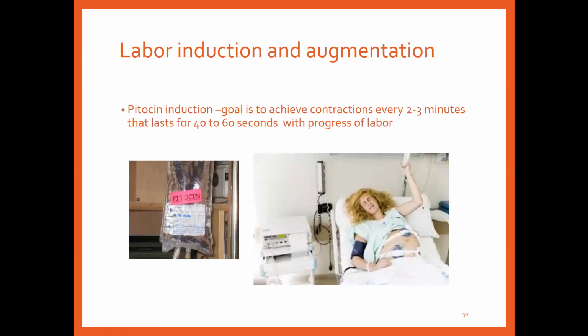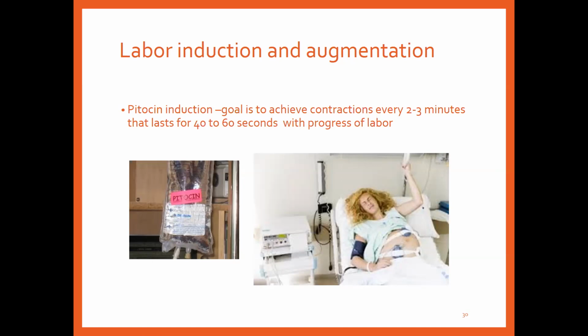Labor induction and augmentation. So a lot of times we use Pitocin induction. The goal here is to achieve contractions every 2 to 3 minutes that last for 40 to 60 seconds with progress of labor, and the uterus must relax to full baseline resting tone before or between each contraction. So there is a specific goal on this when we give this.